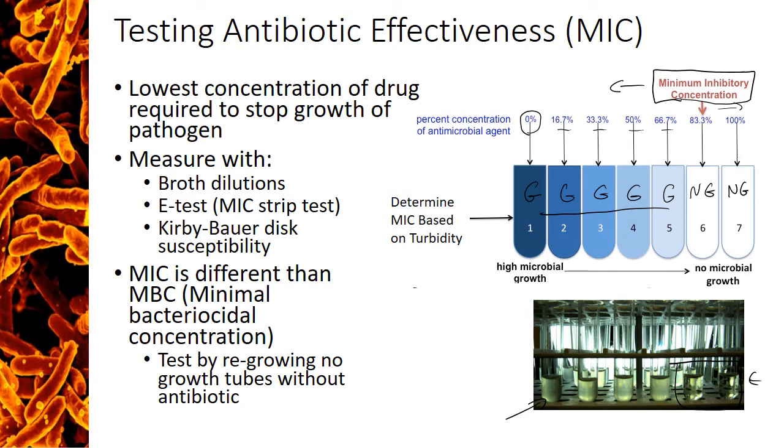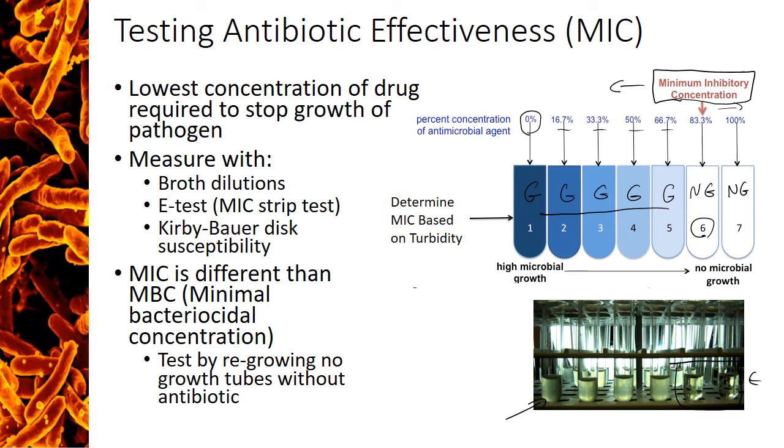One interesting part with broth dilutions is they also let you test the MBC, or the minimum bactericidal concentration. The key with the MIC is it tells us the lowest concentration that stops growth, but it doesn't tell us whether that is being bactericidal or bacteriostatic. We don't know whether the bacteria in tube 6 are dead or if they're just not growing.